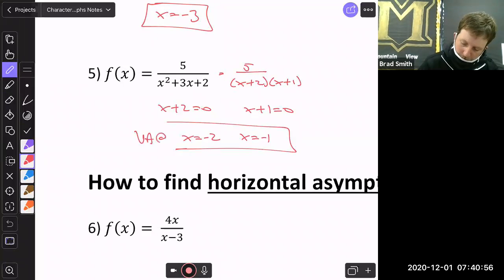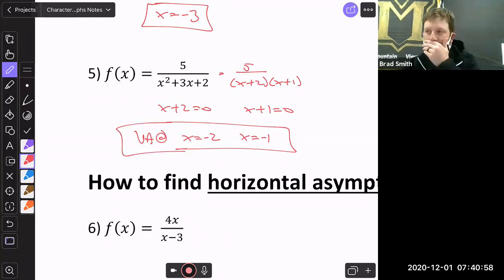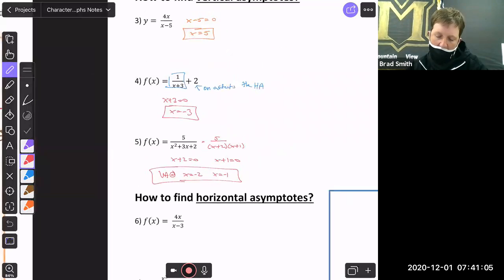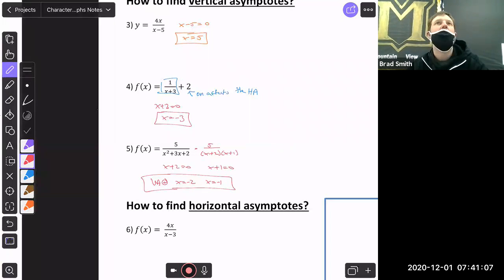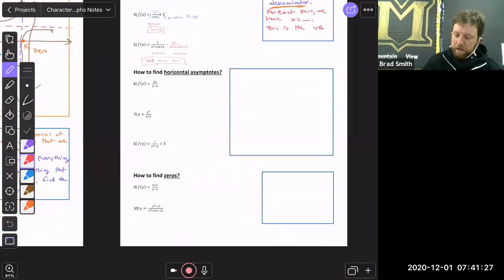So vertical asymptote at... So do we flip the 2? Oh yeah, that only affects the horizontal asymptote. Okay. All right, I'm going to skip horizontal asymptote and come back to it.